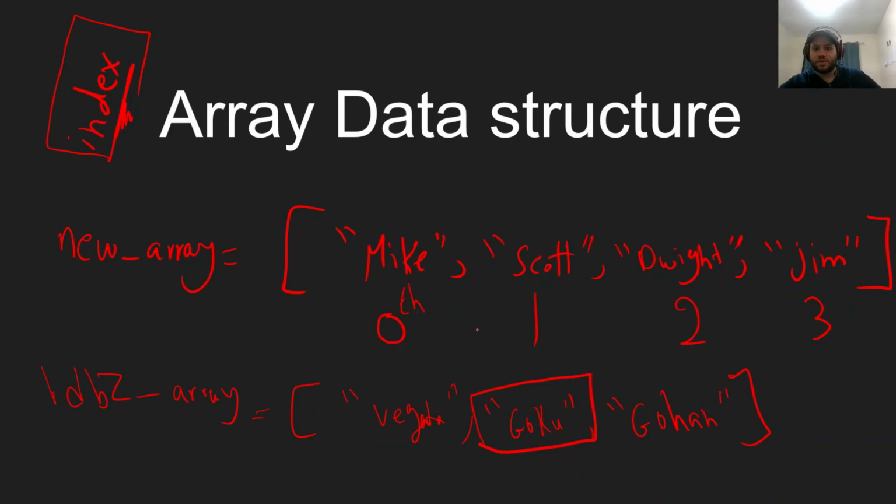Take a moment to think about that. That's simple. The indexes here, or indices, are 0, 1, and 2. So if I wanted to access Goku, then I would access the index 1, because index 1 refers to the second element in the array. So dbz underscore array 1. That way I can access the second element.